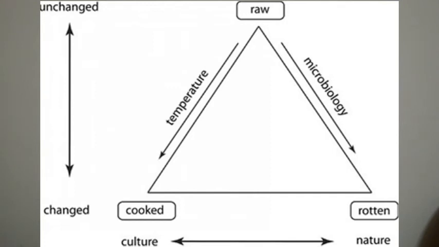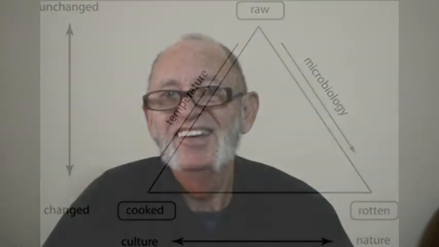transformed and not transformed. And so at the top, we've got raw, which is untransformed, and at the bottom we've got transformed, and we've got transformed in two ways. We've got nature and we've got culture. So that if something is transformed culturally, then it is cooked, and if it's transformed naturally, it's rotten. All right, so that's the raw, the cooked, and the rotten triangle.